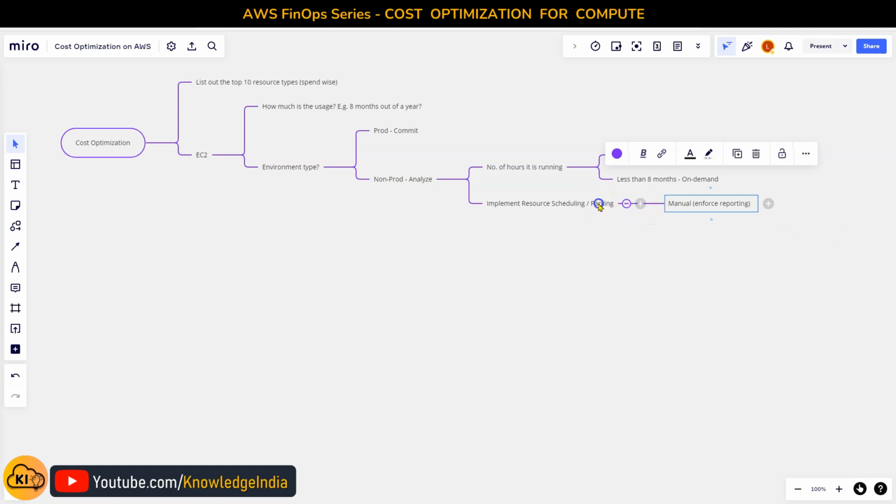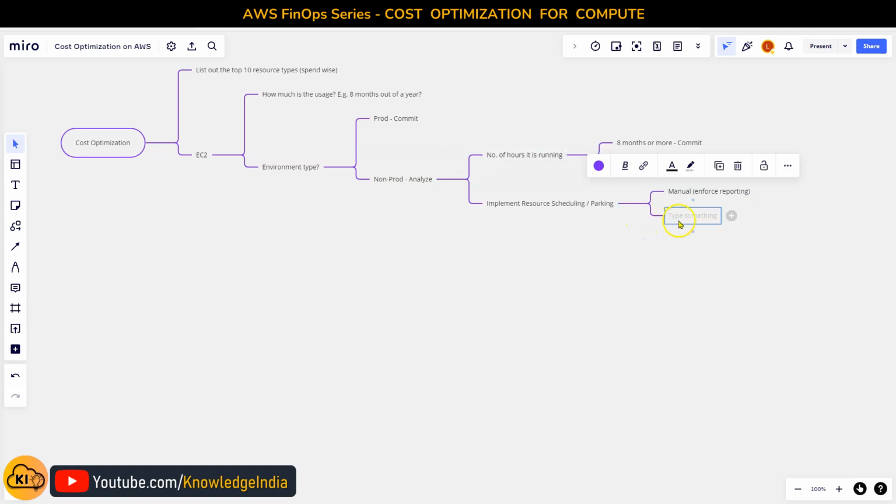If it is manual, then you need to enforce some sort of reporting, right? If you want to do it in an automated manner, then you can look at something like Instance Scheduler, right? So it's a small utility written by AWS. You can just go ahead and use it, you can easily start using it. It is just composed of a DynamoDB table, a Lambda function, and a couple of other things. You can just implement it in your environment. Just go ahead and Google for AWS Instance Scheduler, and you'll get that. Right? So you pay very little for the resources behind Instance Scheduler.